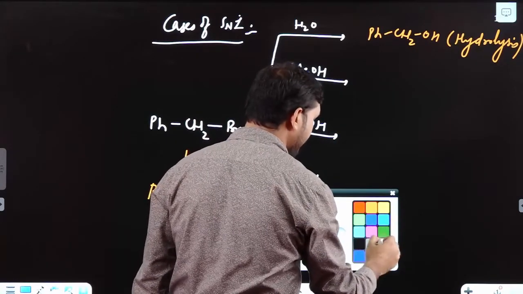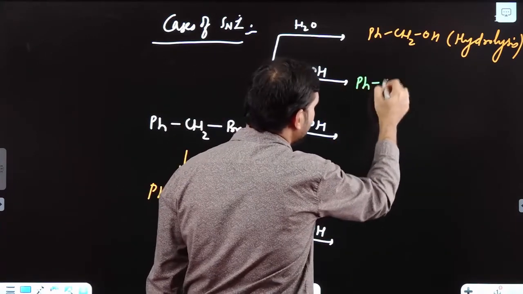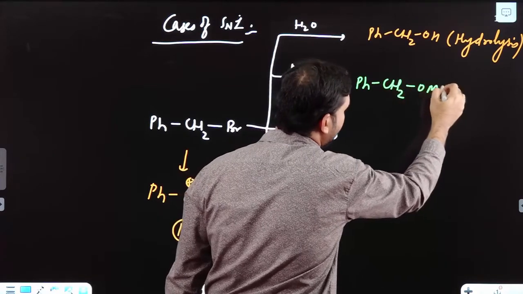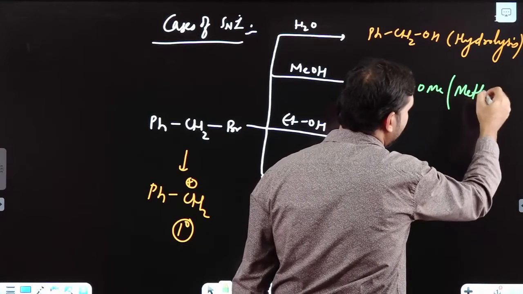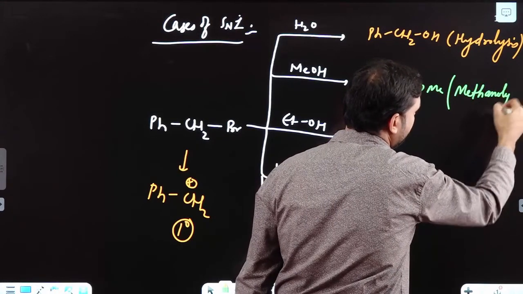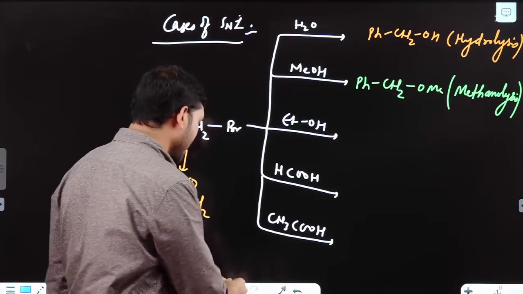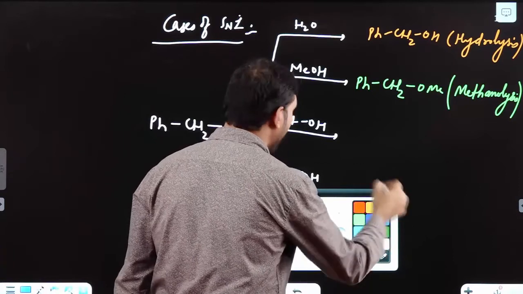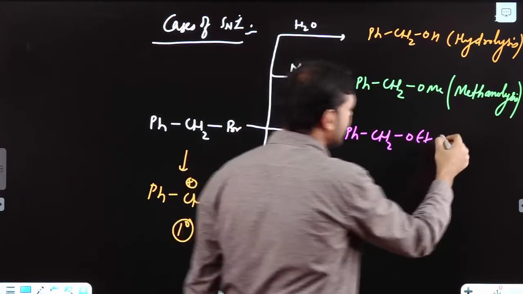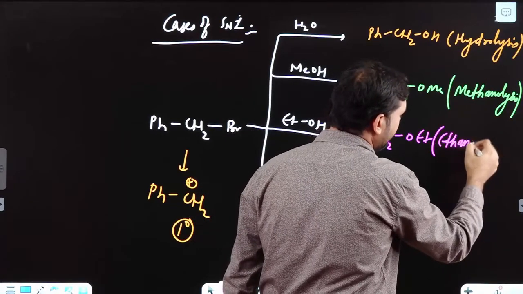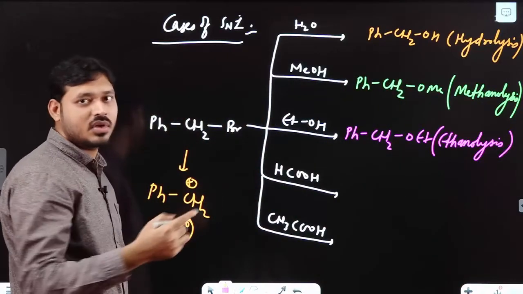Now second case. Here methanol, so it will be PhCH2OMe. Now this is solvolysis, but here we say specifically methanolysis, because here you have taken methanol. Next, when you take EtOH, it will form PhCH2OEt. So this is simply called ethanolysis, because you have taken ethanol.